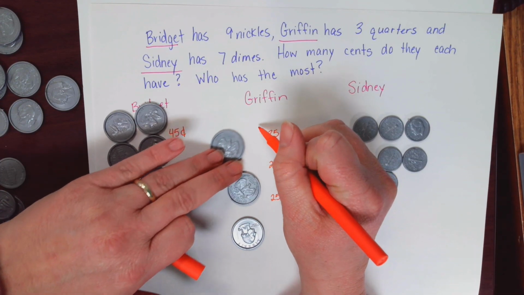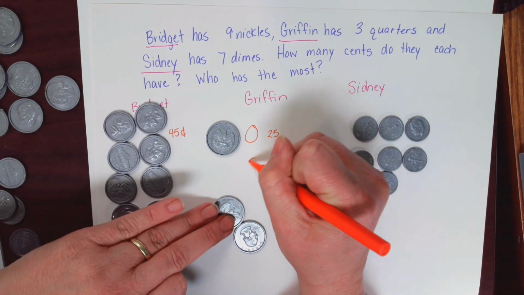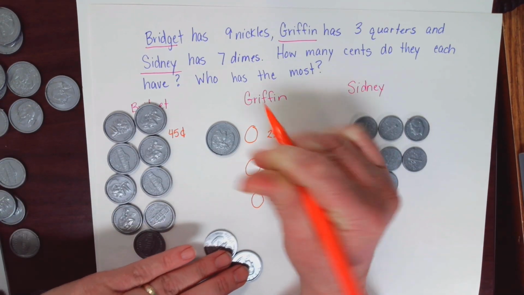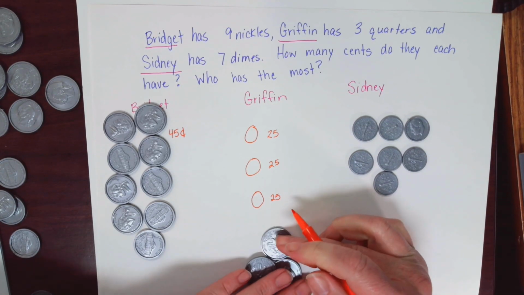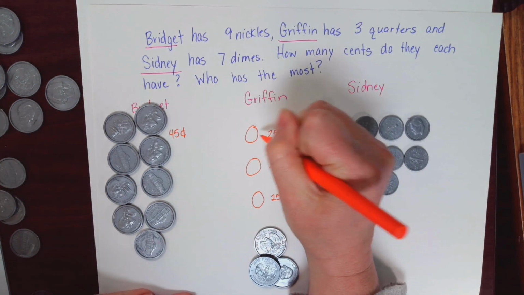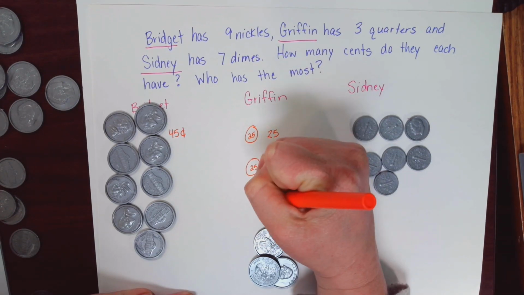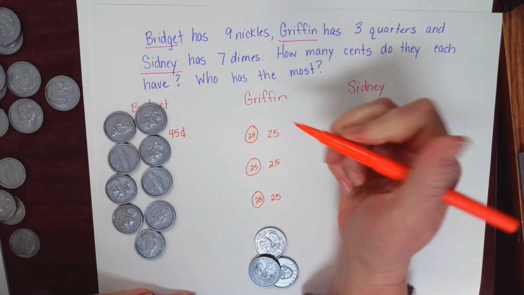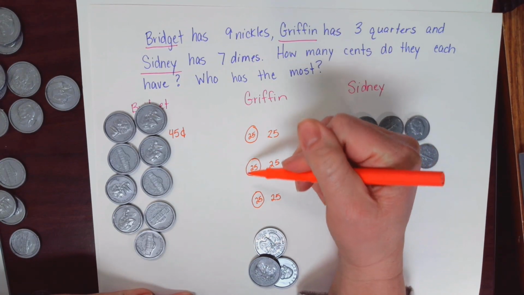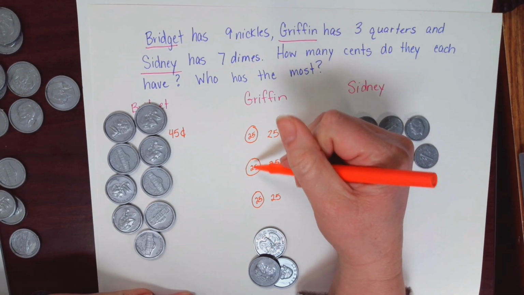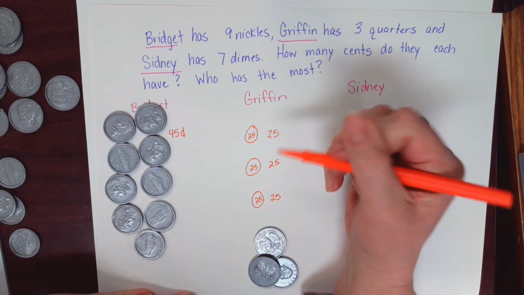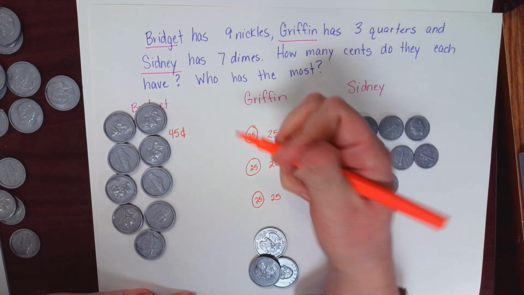So I can draw a circle, and I'm going to pretend that each one of these are my quarters. 3 quarters. I'm going to move them down here. Okay, and inside my quarters I'm going to write 25s. Now, some of you may struggle with going 25 plus 25 is 50, and then 50 plus 25 more is 75. So if you do, this is a strategy you can use.